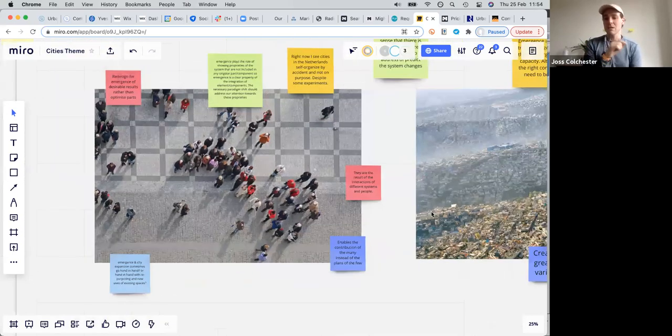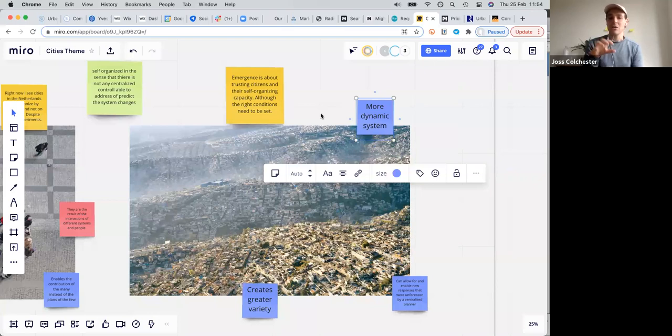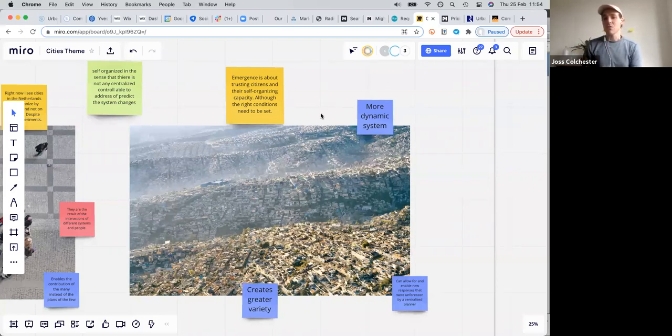we can't deal with that stuff, we need to move forwards with our plan here. So this is a much more dynamic approach, because it's thinking about the now: what's the potential now, and how could the system really evolve forwards and stay continuously evolving, instead of trying to achieve some ideal fixed state. Emergence is about trusting citizens and their self-organizing capacity, although the right connections need to be set.